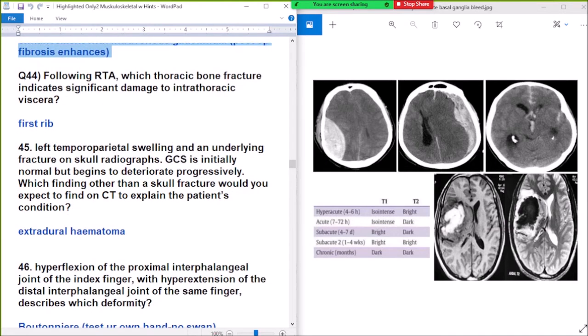Question 44. For an RTA, which thoracic bone fracture indicates significant damage to intrathoracic viscera? First rib.